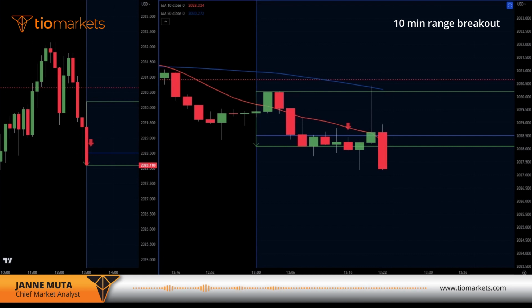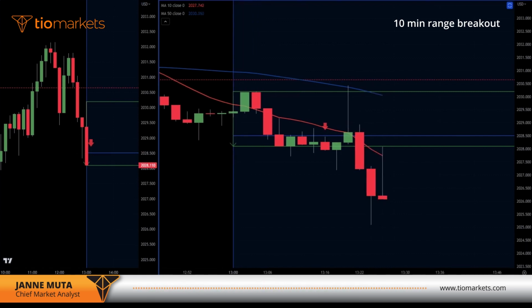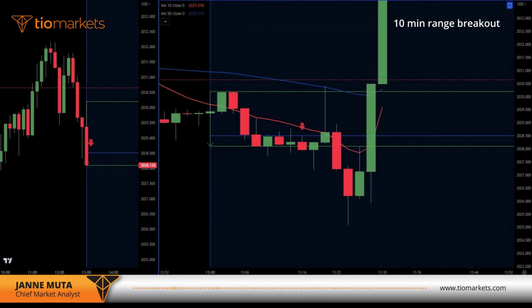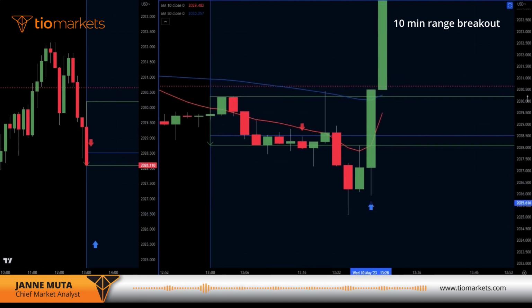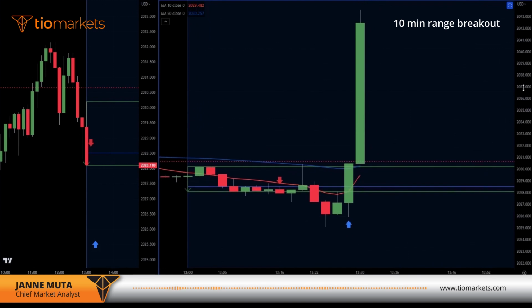Okay, so far everything is looking good for the short, looking very good. But then, oops, now the market really started to move higher. So the entry on the long side would be here, and immediately the short trade would be stopped and the market takes off, and it really does move quite fast.